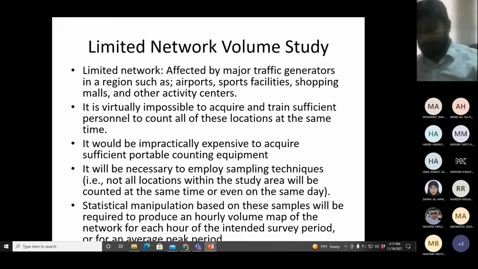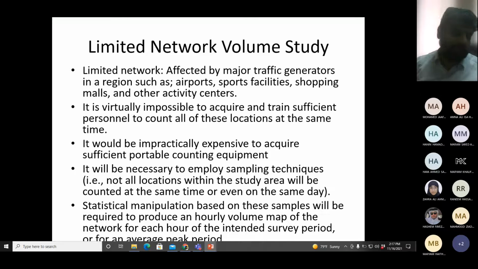Now let us discuss an extended form of volume study, which is limited network study. Up till now, we have discussed volume taken on specific locations. Either they were segments or they were intersections, but one location at a time. We were dealing with one location at a time. In limited network study, you are dealing with a network of roads. So this is not one location, this is an entire network of roads.